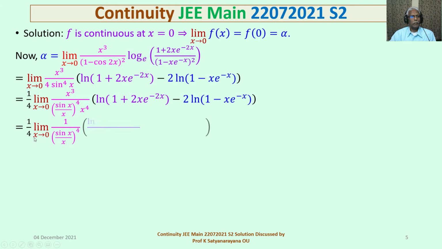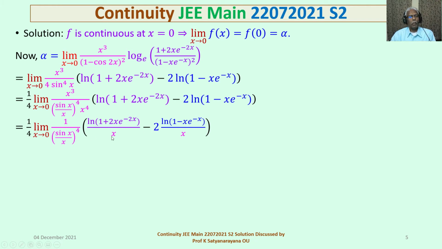1 by 4 limit x tends to 0, 1 by sin x by x whole to the power of 4, into, inside the bracket, logarithm ln of 1 plus 2x e to the power of minus 2x by x, minus 2 into logarithm ln of 1 minus x e power minus x by x. Now this is the first function. Whatever is there in the bracket is the second function.